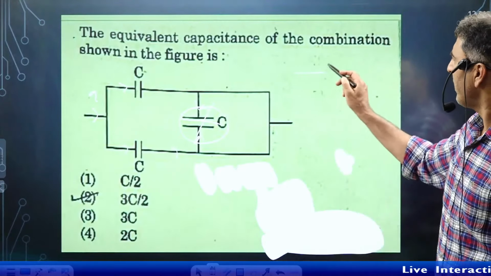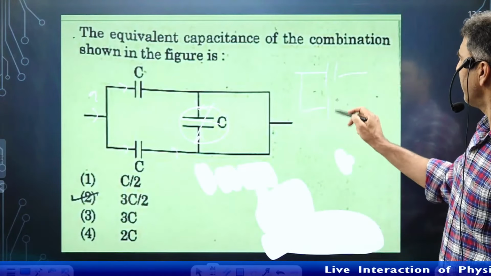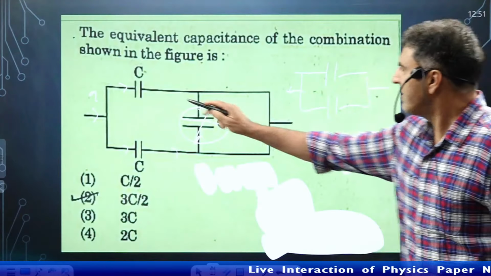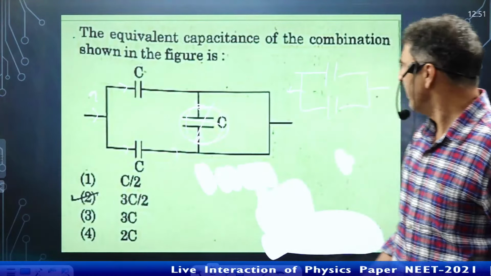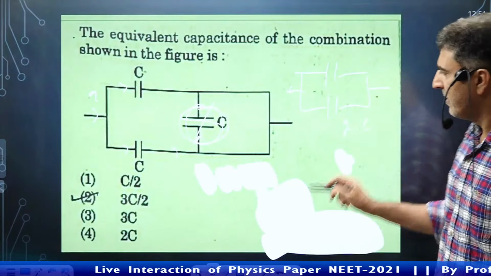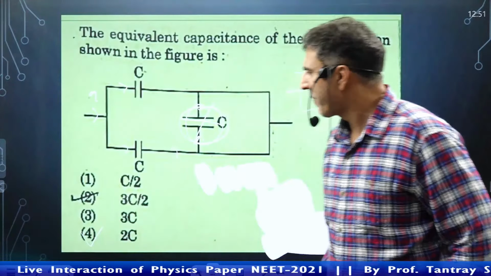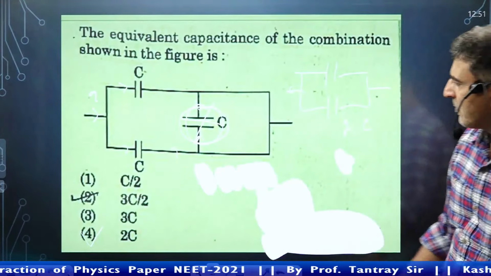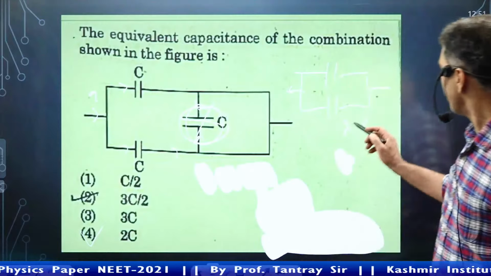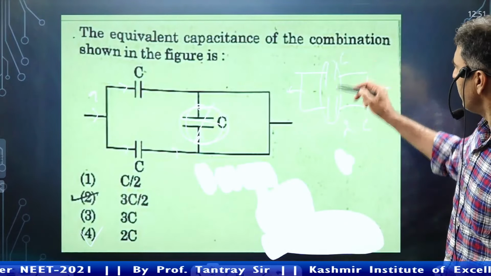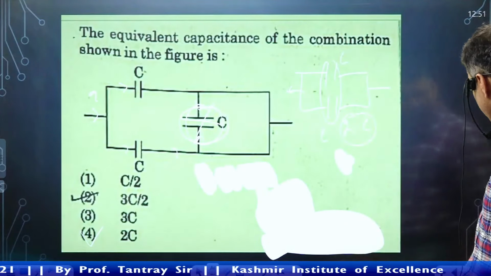So you have only two capacitors. Two capacitors in parallel, this and this. This will not be charged, this is open. So the answer is 2C. This fourth is the answer, because these two are in parallel, and the answer is 2C. Okay.